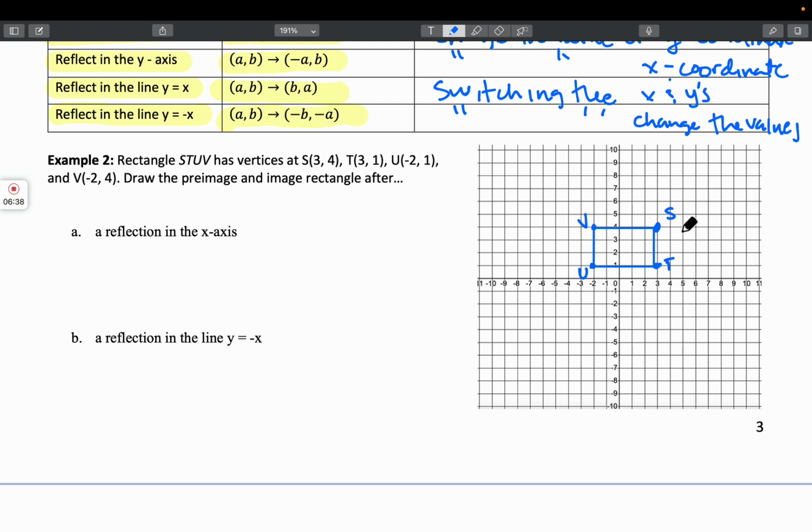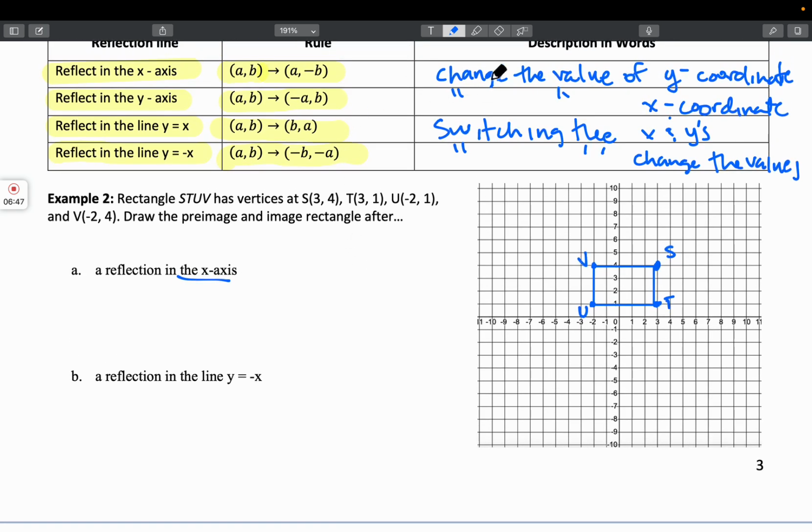All right, there it is. There's our pre-image. We're going to do a reflection in the x-axis. So remember, when we reflect in the x-axis, we're going to change the value of the y-coordinates. So I'm going to write the coordinates for S prime, T prime, U prime, V prime right down here, and then we'll take a second to graph them.